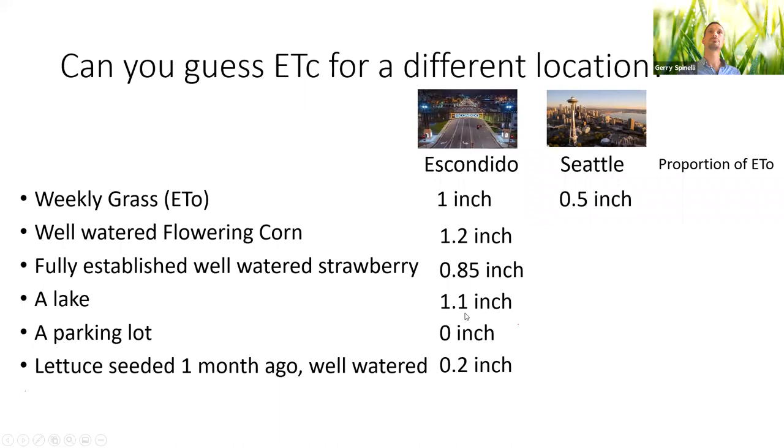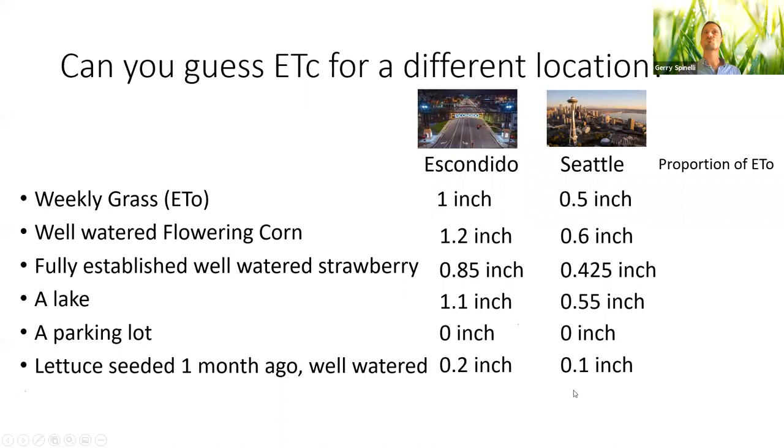Well, the answer is, if reference ET was half, then the crop ET follows accordingly. So if it was half of 1 inch, it was still 0.5, then for corn it was half too. For strawberry would have been half too. For a lake would have been half too. Does it make sense? Yeah. Thank you, Crystal.